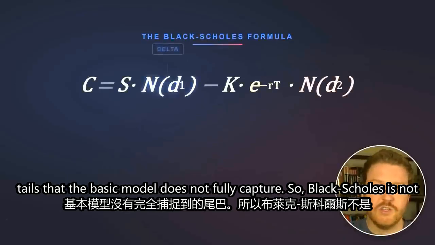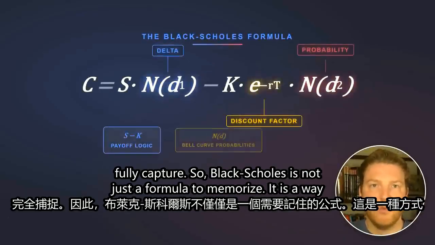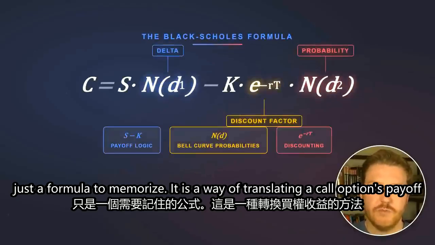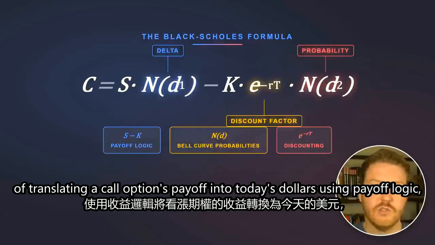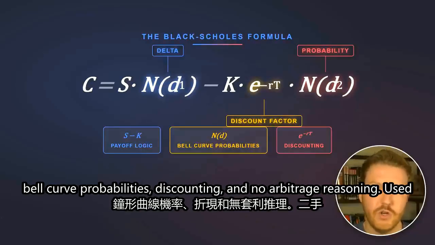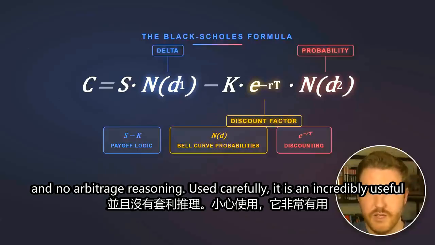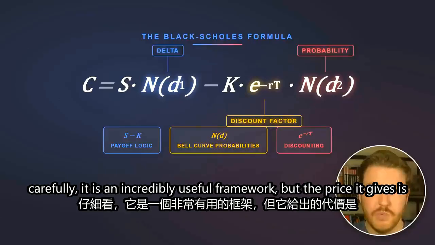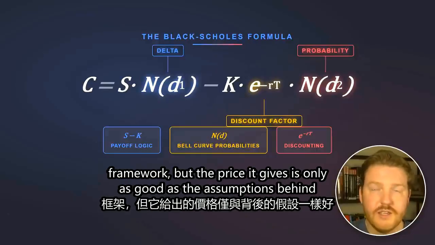So Black-Scholes is not just a formula to memorize, it is a way of translating a call option's payoff into today's dollars using payoff logic, bell curve probabilities, discounting, and no-arbitrage reasoning. Used carefully, it is an incredibly useful framework, but the price it gives is only as good as the assumptions behind it.